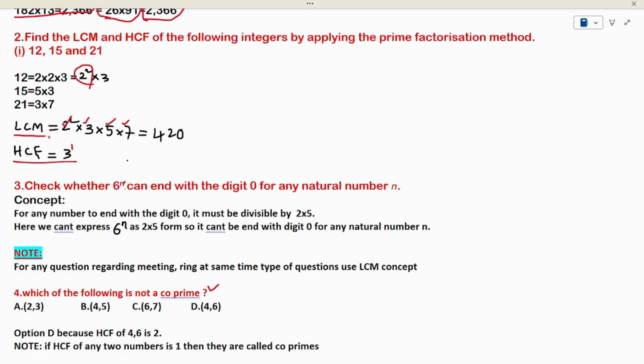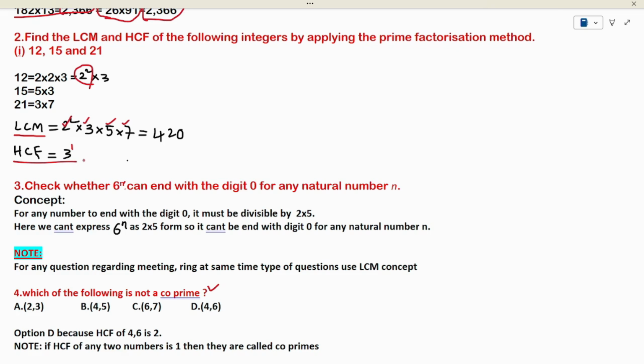As per the formula given in question number 1, simply LCM equals the product of all the factors. Here 2, 3, 5, 7 are the factors of the numbers 12, 15 and 21. So, simply it will become 2 square into 3 into 5 into 7. By calculating, 420 will become the LCM of 12, 15 and 21.